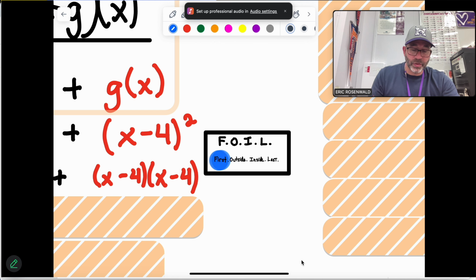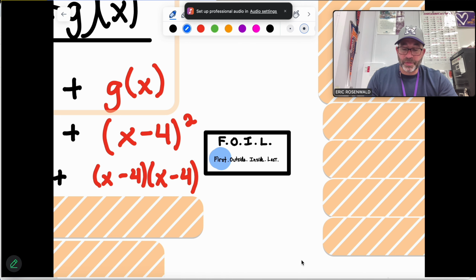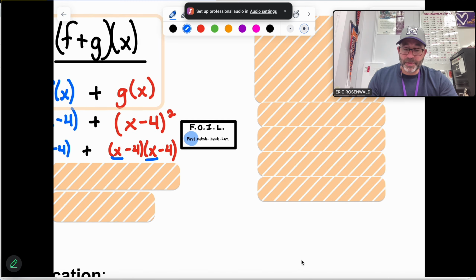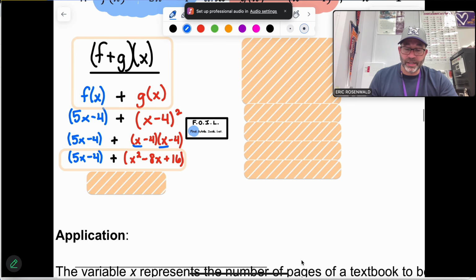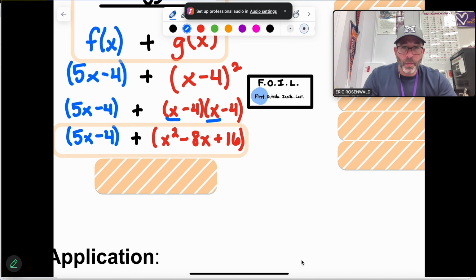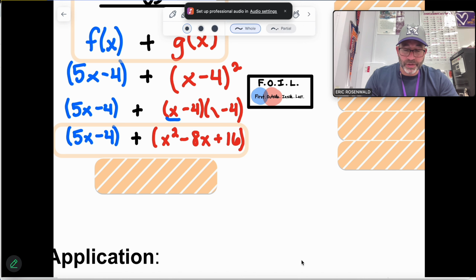Okay, first. The first means you're going to multiply the first terms here, x times x. And so when we multiply x times x, we're going to get an x squared. Okay? The next thing that we're going to multiply is going to be the outsides. If we multiply the outside values, which are these two terms. Those are the outside terms.